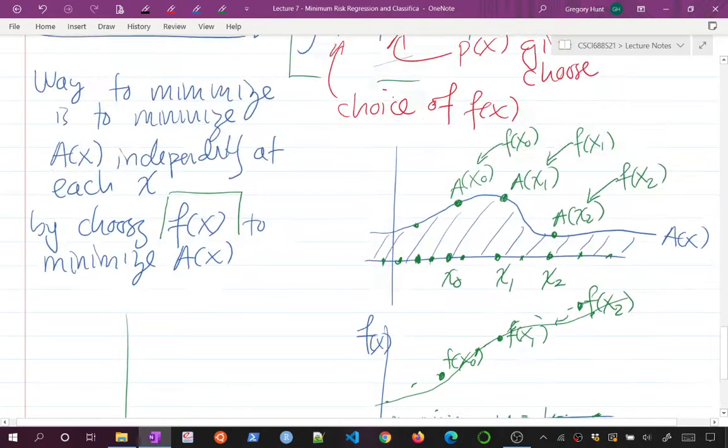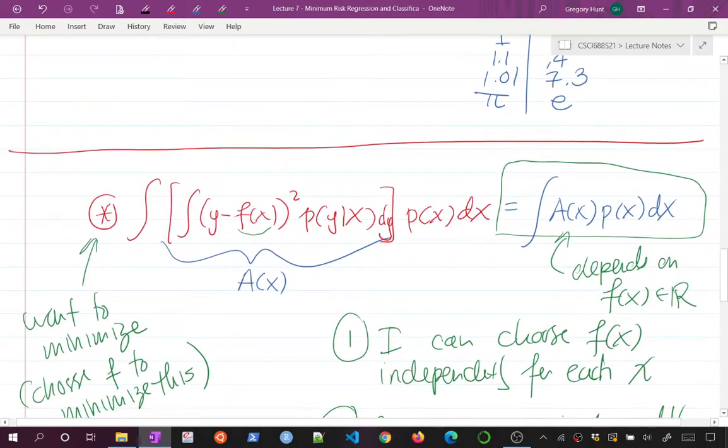If you look at what a of little x was, it's the integral of y minus f of x, so I replace my capital X here with my little x. I guess this should be a little x. That is exactly this thing.